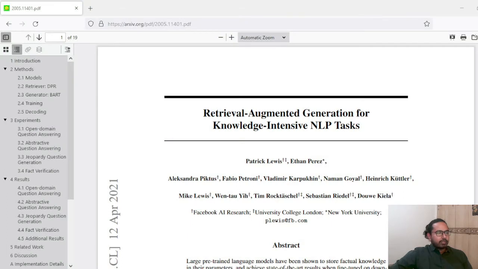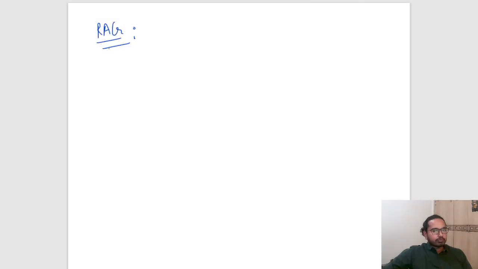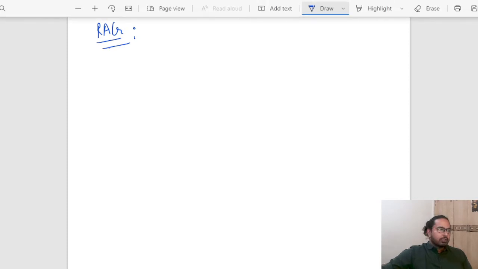So RAG first appeared in this paper called Retrieval Augmented Generation for Knowledge Intensive NLP Tasks. Yeah, so if you remember, just a quick overview on the OpenQA setup. In an OpenQA setting, given a question or an input sequence X, our retrieval model returns a set of retrieved documents which we call Z, and we have to predict a final answer which we call Y.